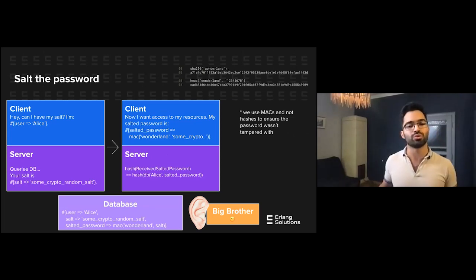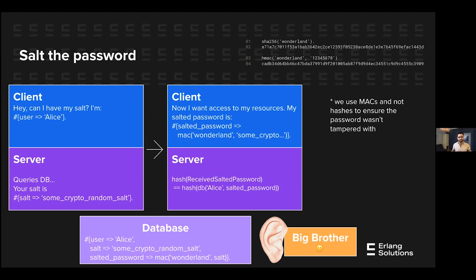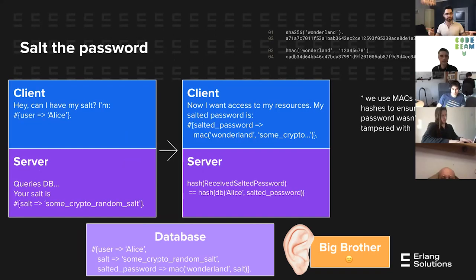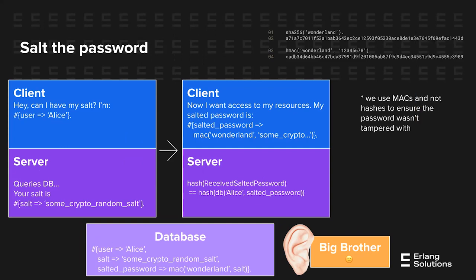So if you wanted to pre-compute anything, any dictionary or rainbow tables, you will have to pre-compute all possible combinations of passwords with all possible conversion rules for all possible salts, and there is a hell of a lot of salts. So you don't do this pre-computation anymore. It's absolutely unviable. And again, we use MAC and not hashes to ensure that the password was not tampered with. And in the database, you store together with the user the value of the salt.